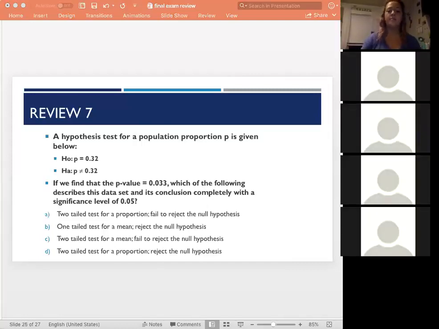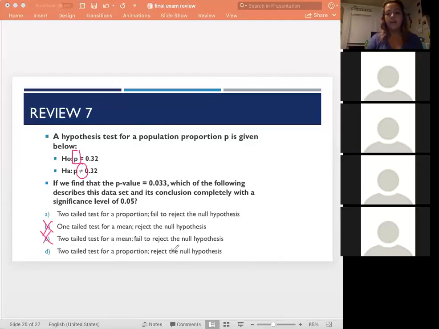Woohoo! Good job. Yes, so if we go through this one step by step, we're figuring out the tailed test, so we look in the alternative hypothesis. Not equal to is going to be a two-tailed test, so that's why we know it's not B. And then mean or proportion, well, it's p, so I hope you guys understand it's a proportion. So we can X out C.